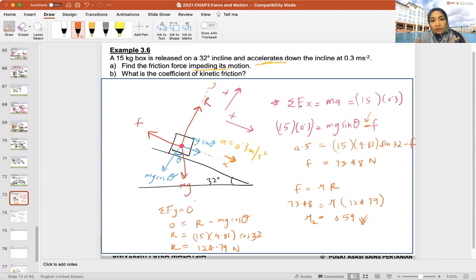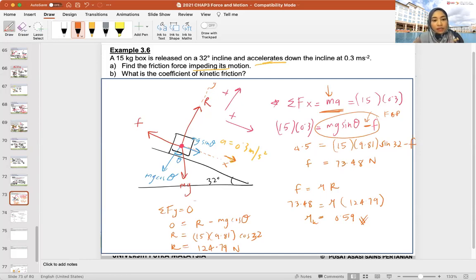So in our x-axis, the net force Fx, we know that we have acceleration, therefore it is equal to ma. This is not equal to 0, it's accelerating. This is our condition. So this is 15 times 0.3. Equate this to your FBD. What is in the FBD in the x-axis? mg sin theta minus F equals the condition. So solve for friction. And then the net force Fy.